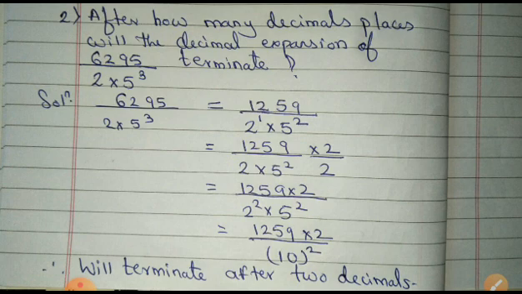So I'll be getting 1259 into 2 divided by 2 square into 5 square. So in the denominator I'll again have 10 square. It is a power of 10, and hence the given decimal expansion will terminate after 2 decimal places. Just check what the exponent of 10 is. That will be your answer. It comes only for 1 mark.